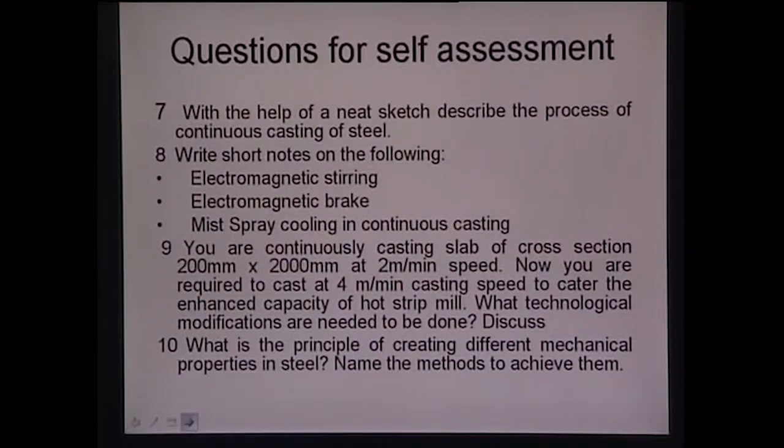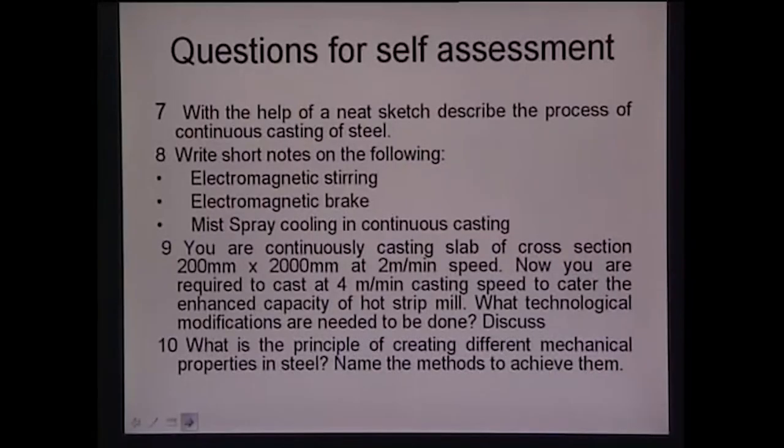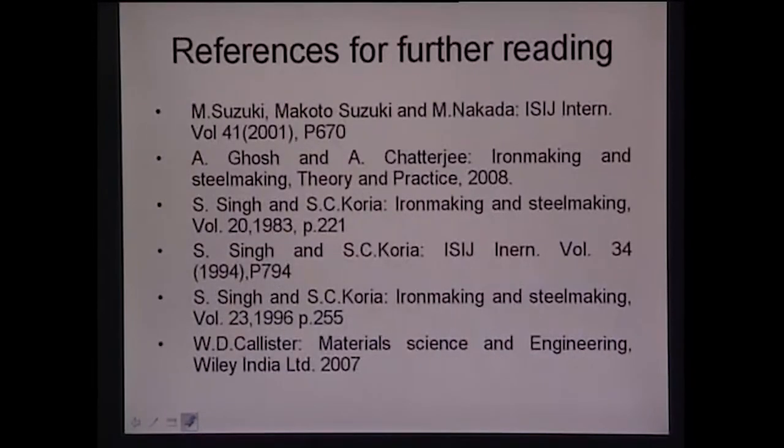Ninth question is that you are continuously casting a slab of cross section 200 by 2000 millimeter at 2 meter per minute speed. Now you are required to cast at 4 meter per minute casting speed to cater to the enhanced capacity of the hot strip mill. What technological modifications are needed to be done? Discuss. I have taken an example. Now this question you can modify with the discussion that we have, and you can provide the answer here. What is the principle of creating different mechanical properties in steel? Name the methods to achieve them. Right now I discuss, and these are the references for further reading to strengthen your knowledge.